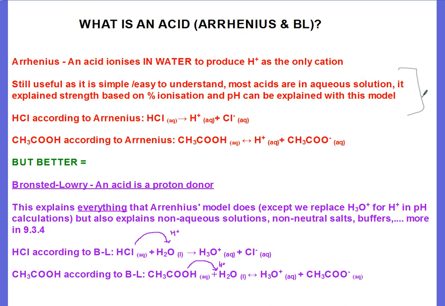And according to the Arrhenius model, acids ionize in water to produce hydrogen ions, and these sorts of equations here are things you see for the Arrhenius model. For strong acids, note they go to completion, whereas weak acids are in equilibrium with their ions.